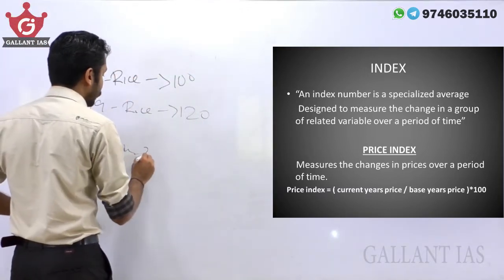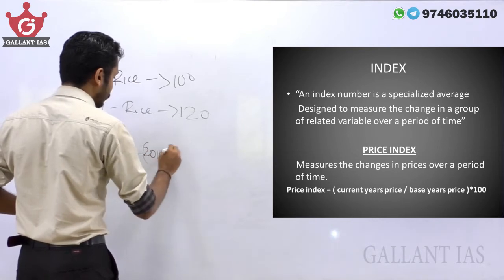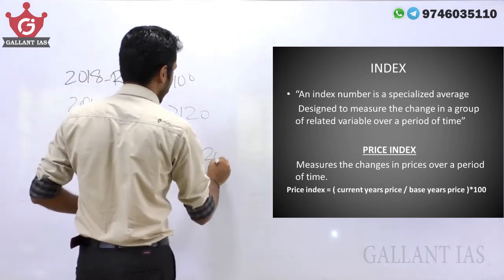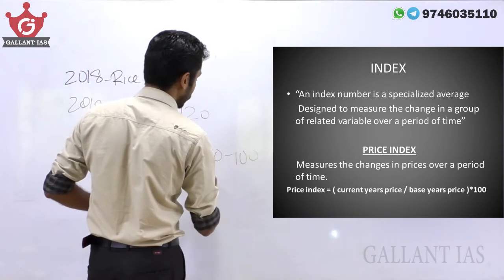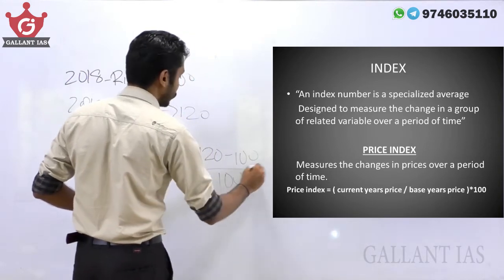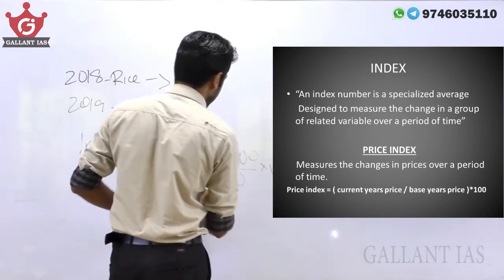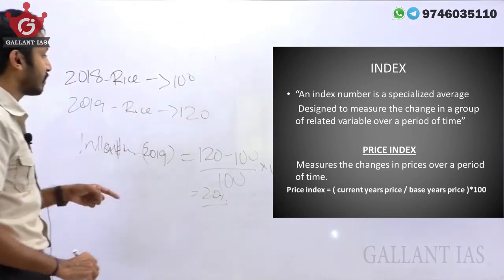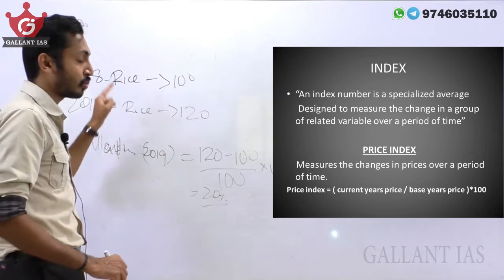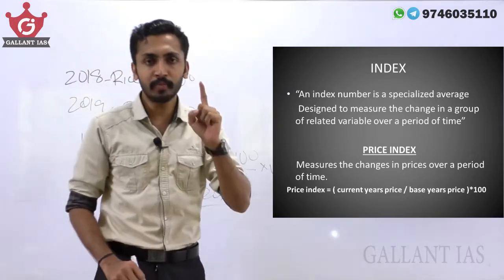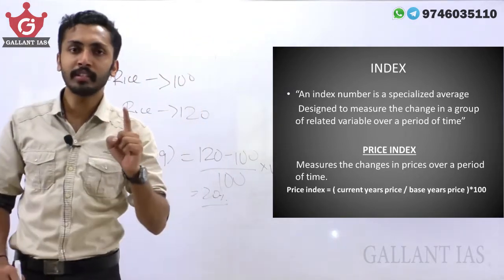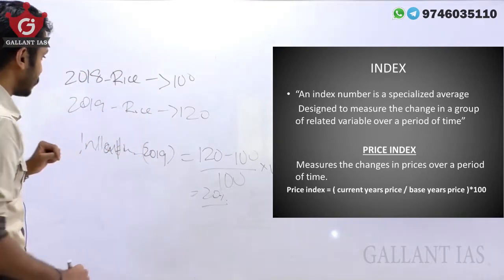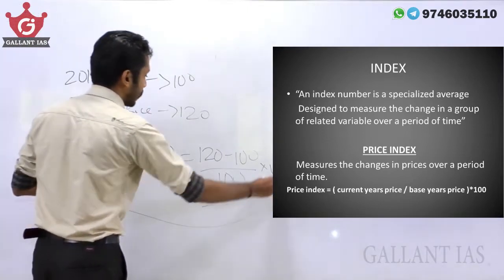If we calculate the inflation of rice in 2090, how do we calculate it? Current year's price minus previous year's price, divided by previous year's price, into 100. So the answer is 20%. That is right, a 20% increase in the price of rice from 2080 to 2090. So the price inflation in rice is 20%. This is how we calculate inflation.